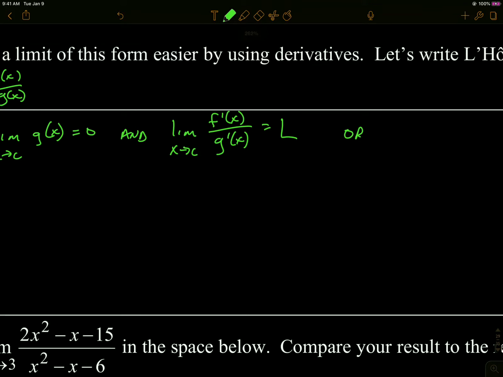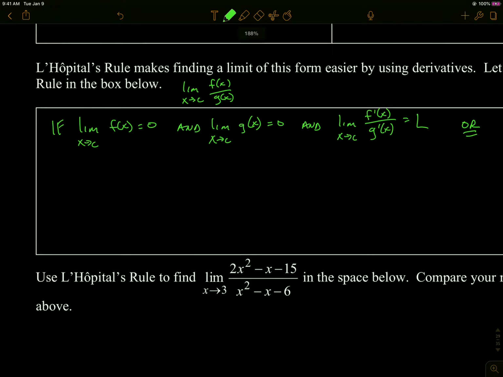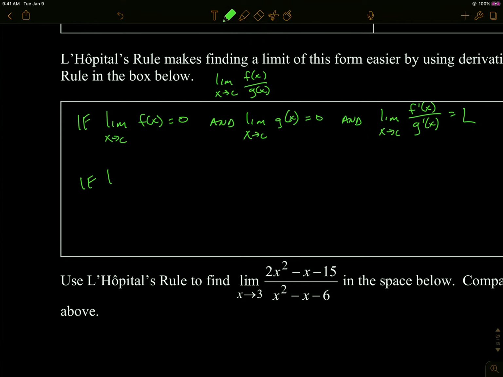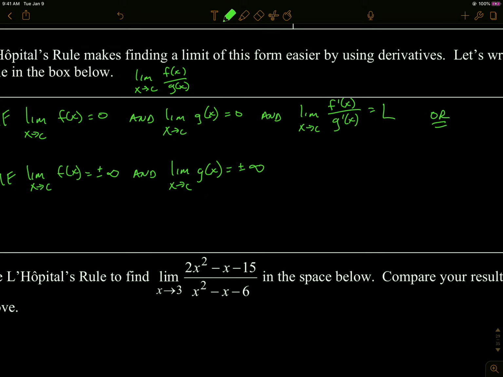So we'll say if that's the situation, or if when you do the limit of the top, you get positive or negative infinity, and the limit of the bottom, you get positive or negative infinity. And again, when you take the derivative of those, you don't get that anymore. You actually get a real number. Oops, that's a G.